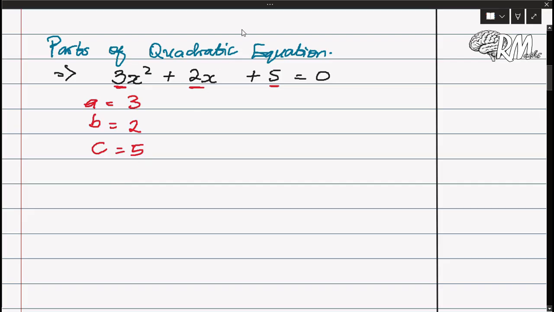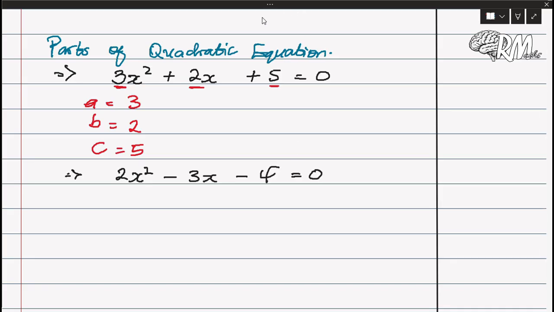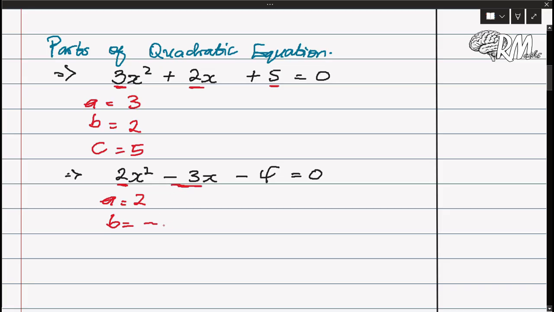Also, when we have another question and we want to determine the parts of quadratic equation, just like if we have 2x squared minus 3x minus 4 equals 0. So the parts of this quadratic equation, we have a to be 2, we have b to be minus 3, don't forget the sign goes alongside with it, and we have c to be minus 4. So this is just the parts of quadratic equation.